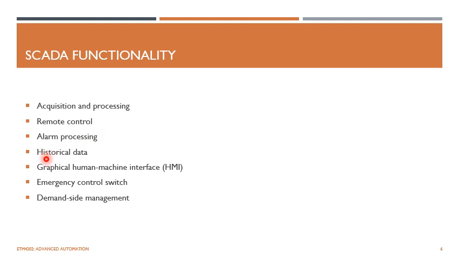And you can save the data, which is historical data or archive data, and it has a human machine interface, which means that you can monitor the data and control from the HMI. You also have the ability for emergency control of switches in the case of an emergency situation, and you can do demand side management as well.